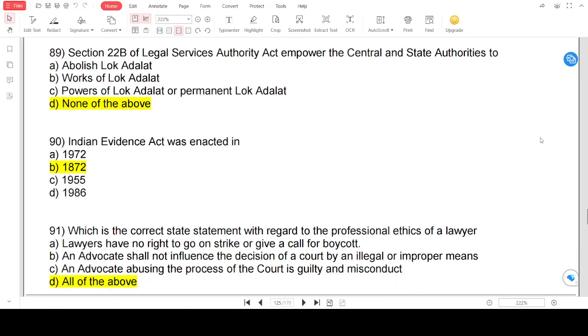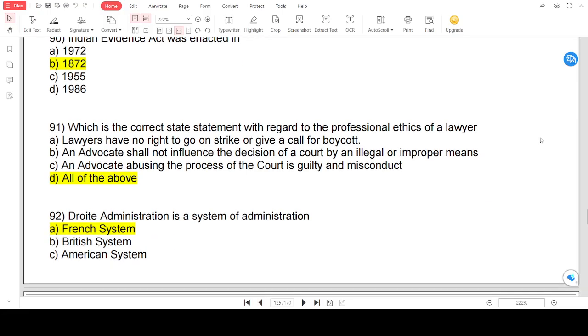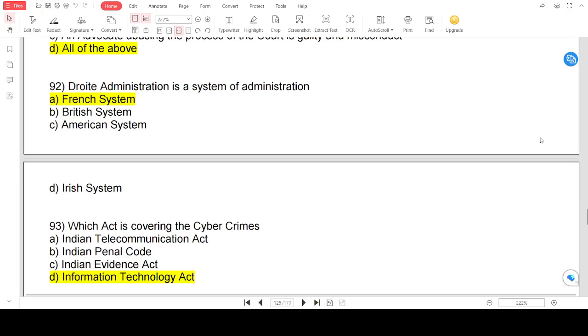The Indian Evidence Act was enacted in 1872. Which is the correct statement with regard to the professional ethics of a lawyer? Lawyers have no right to go on strike or give a call of boycott, and shall not influence the decision of a court by illegal or improper means. An advocate abusing the process of court is guilty of misconduct. All of the above. Droit administratif is a system of administration of the French system.